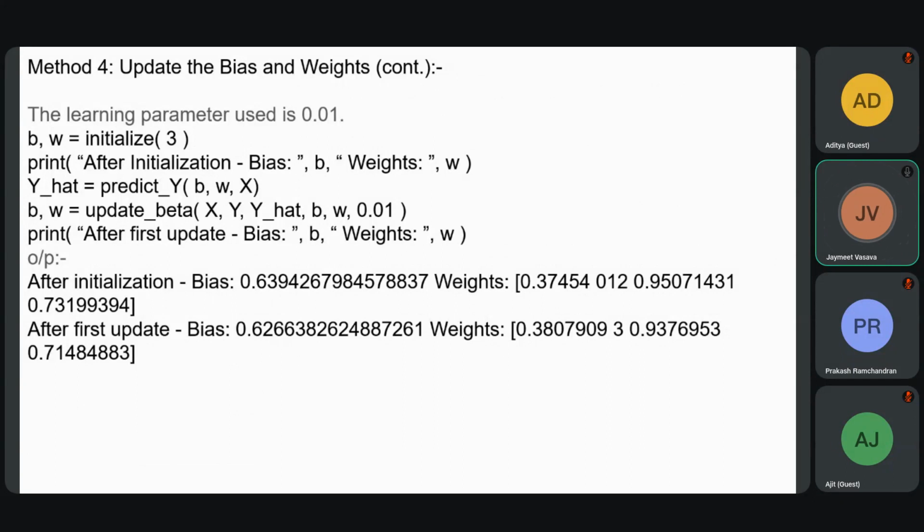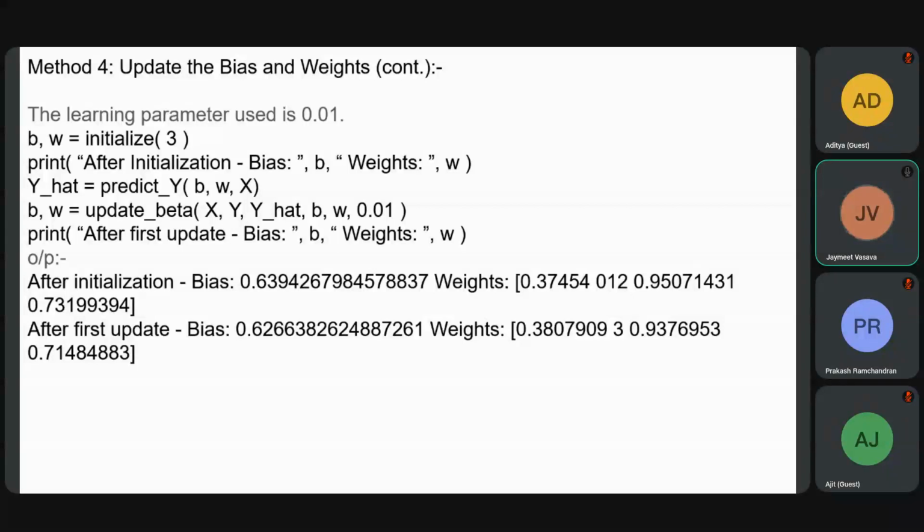So first, as we have been saying, the learning rate and stuff again and again. This time we'll be using a learning rate of 0.01. First, we initialize it with the current weight that we have, then use it in the update beta method, using the learning rate at the end, which is 0.01, and then print the results. So you can see the results of the bias and the weight.